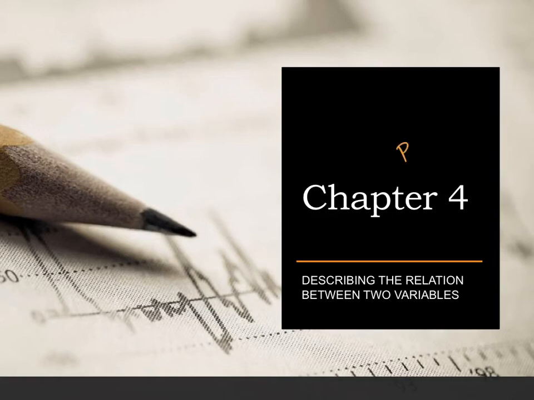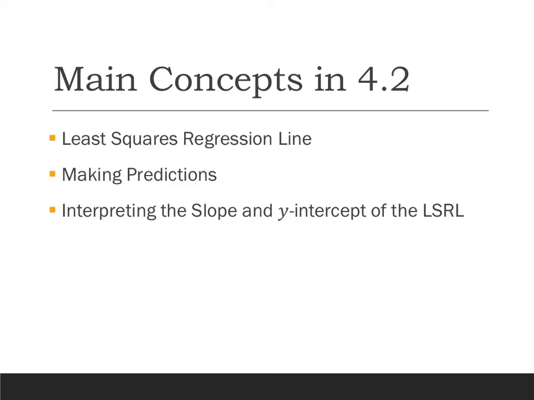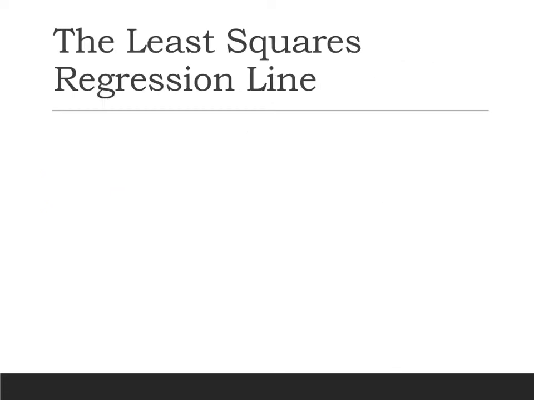This is the video for Chapter 4, Part 4. In Section 4.2, we're going to look at the least squared regression line, as well as using that line to make predictions, and then being able to interpret the slope and y-intercept of the prediction line, or the least squared regression line. So there are a few things about the least squared regression line that I want to share.